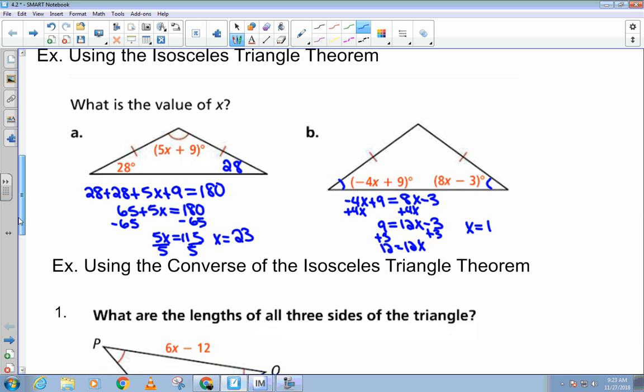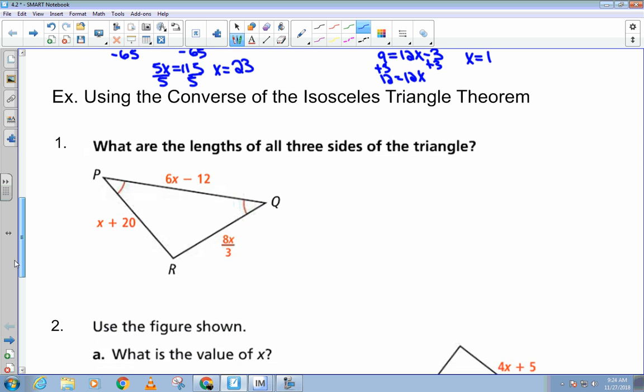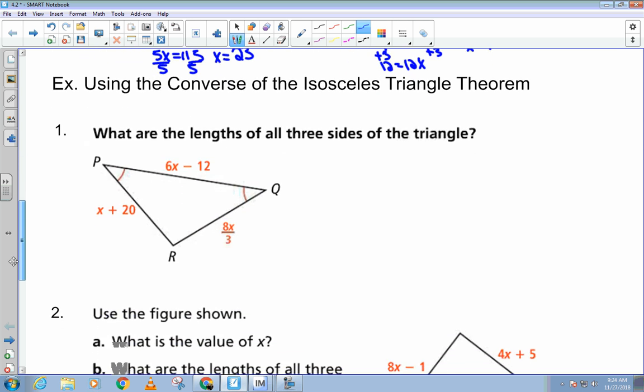Now let's work the other way. Let's look at the converse of the isosceles triangle theorem here. And we want the length of all three sides of the triangle. So we need to figure out what x is. What do we know here? The angles equal 180, not the sides. The sides is the perimeter.